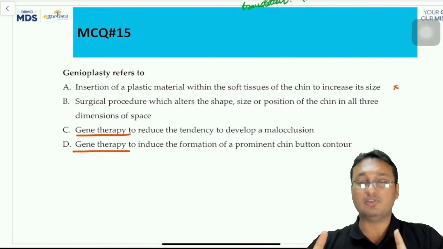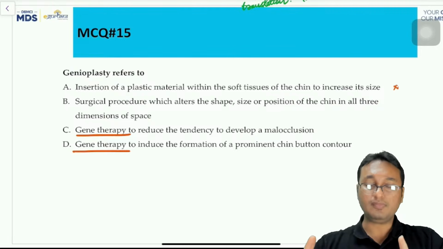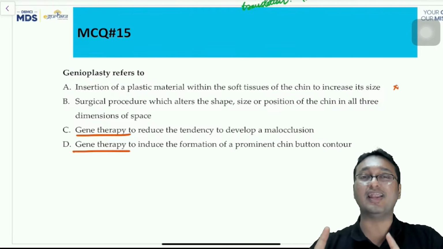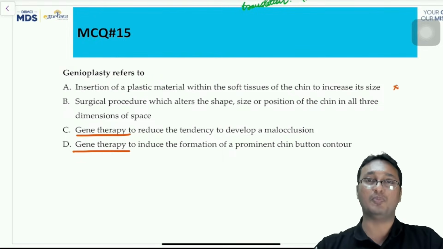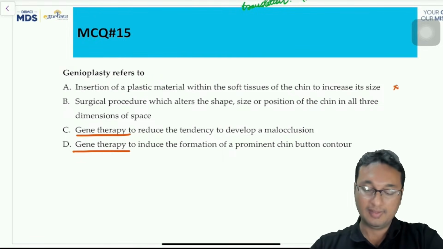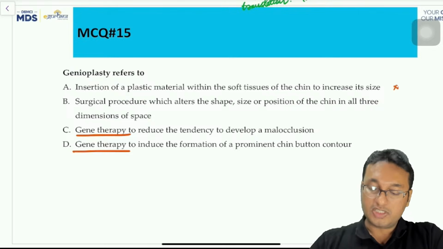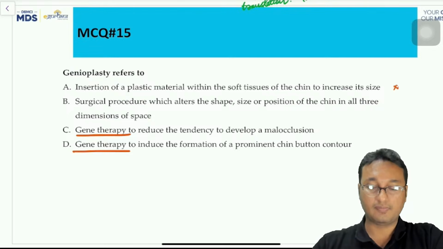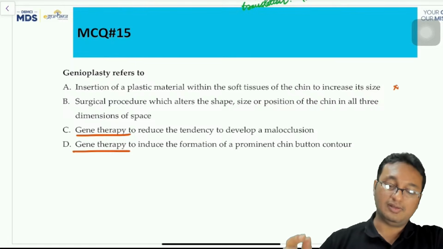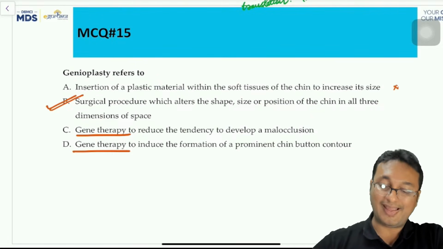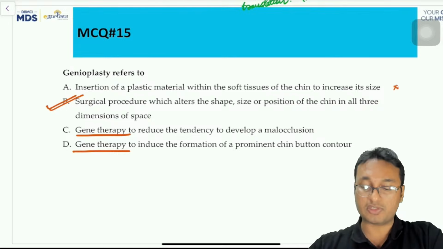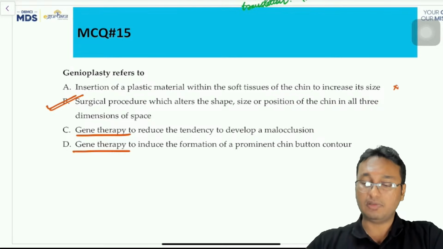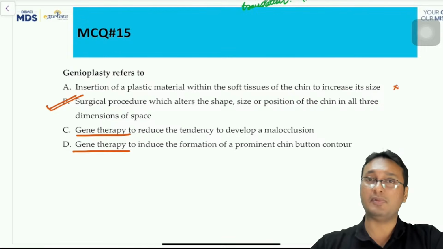It is your responsibility as a student that you should not get confused by these misleading options from the examiner's side. And option D, gene therapy to induce the formation of a prominent chin button contour. So what is the answer? None other than option B. It's an adjunctive surgical procedure which alters the shape, size or position of the chin in all three dimensions of space.